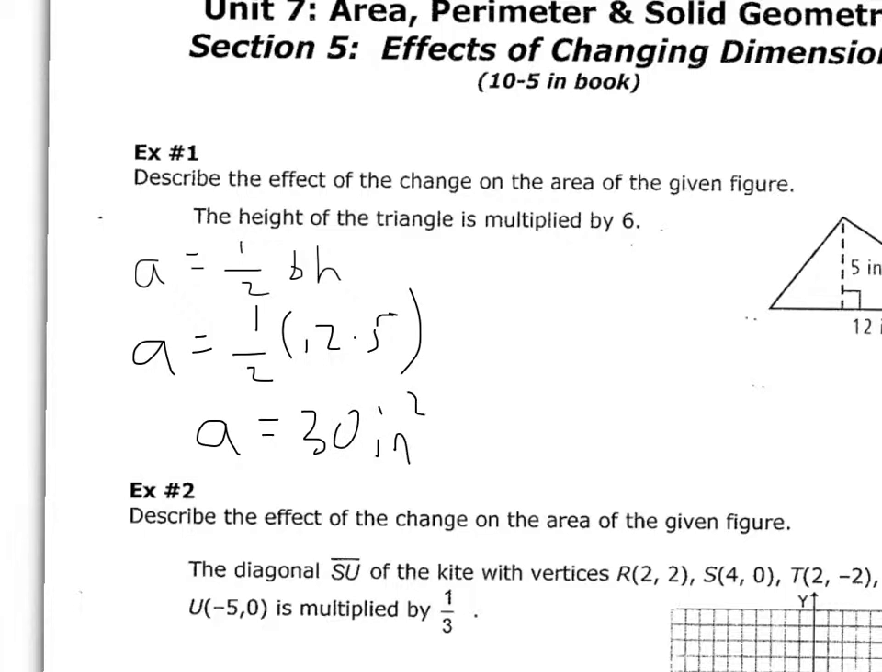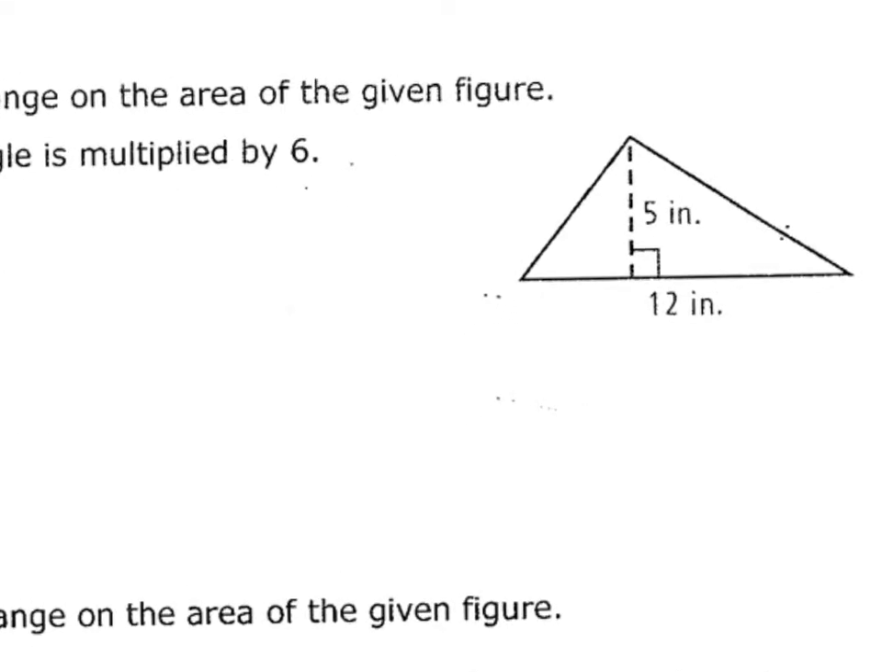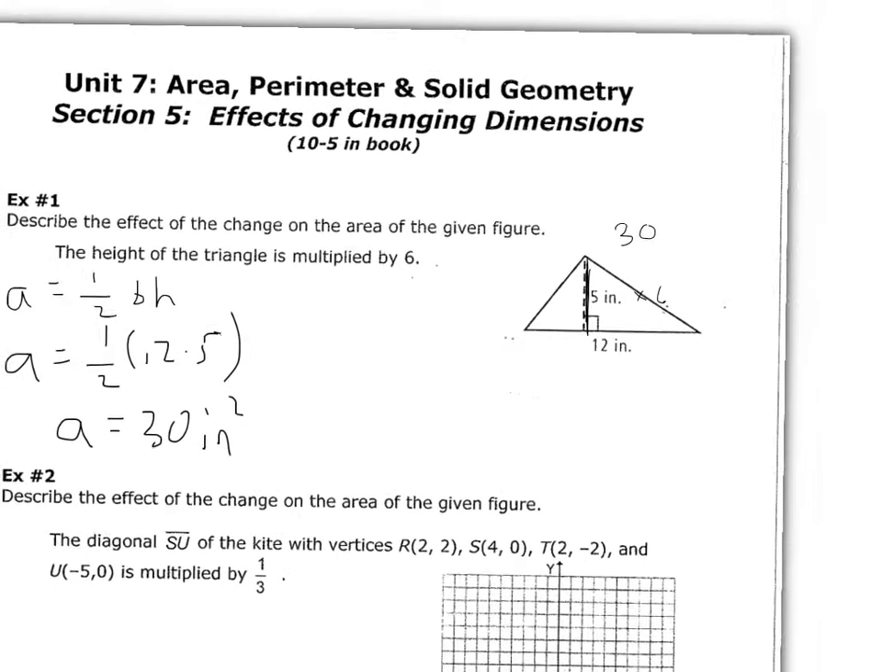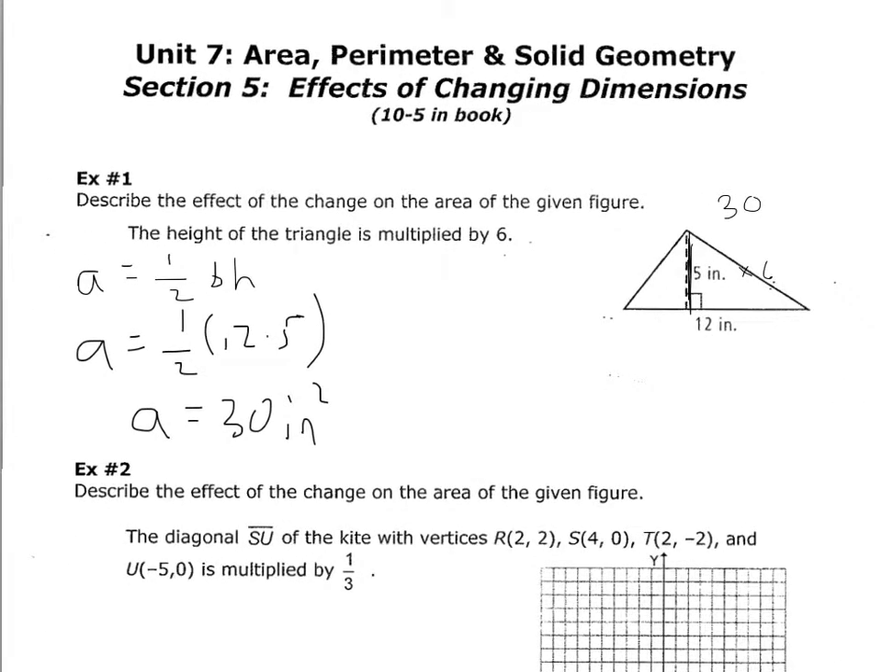Okay, but it wants to know what the area of the triangle would be if the height is multiplied by 6. Okay, so if your height is multiplied by 6, your new height would be 5 times 6, or 30. Okay, so we want to go ahead and see how that would affect our area. Okay, so remember we have area equals 1/2 base times height, except this time we have area equals 1/2. Your base is still 12, but your height is now 30.